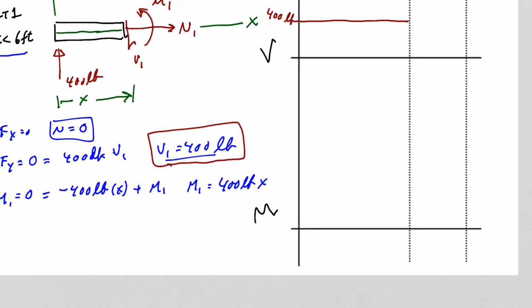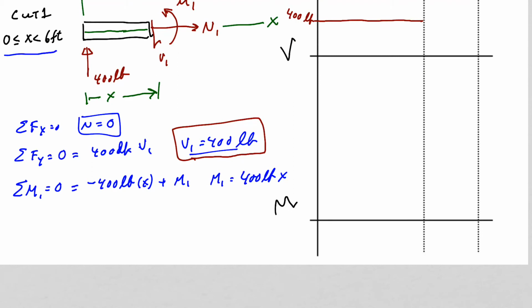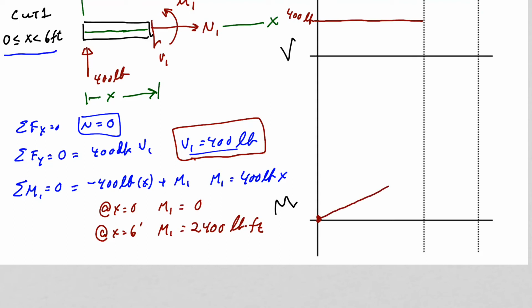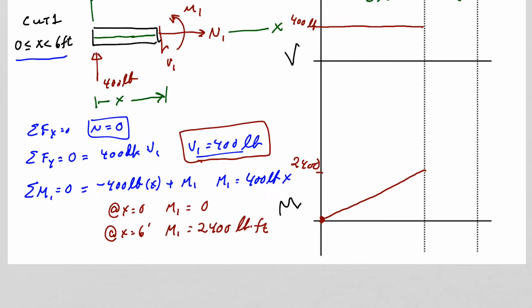And then our moment, we know at X equals 0, our moment is equal to 0. At X equal to 6 feet, our moment is equal to 2,400 foot-pounds. And we can now draw that on here, and it will be a linear equation. And this is our 2,400 foot-pounds.